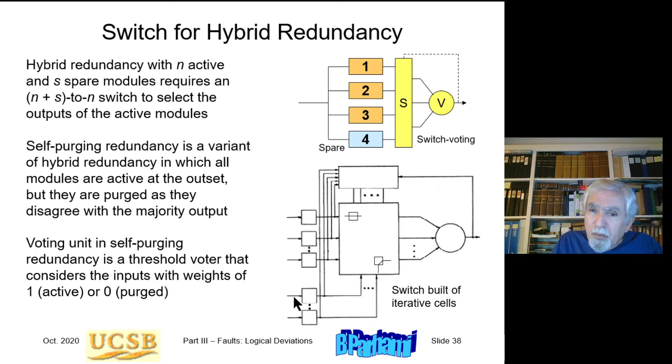So you see that this switch can be relatively complex. It will be an array of n by s of these 4-port switches. And therefore, the hard core of the system, the part that cannot malfunction, cannot fail, grows in size. That's one of the disadvantages of hybrid redundancy.